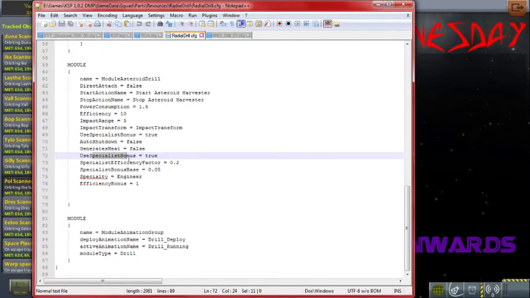Use specialist bonus is in there twice. Insert facepalm here. Specialist efficiency factor, as above. And now, of course, we've just got an animation group for the model itself. Most of that pretty much self-explanatory. The only thing we don't know is how they calculate the specialist efficiency bonuses. But then again, the simple thing to do is to just play around with them.